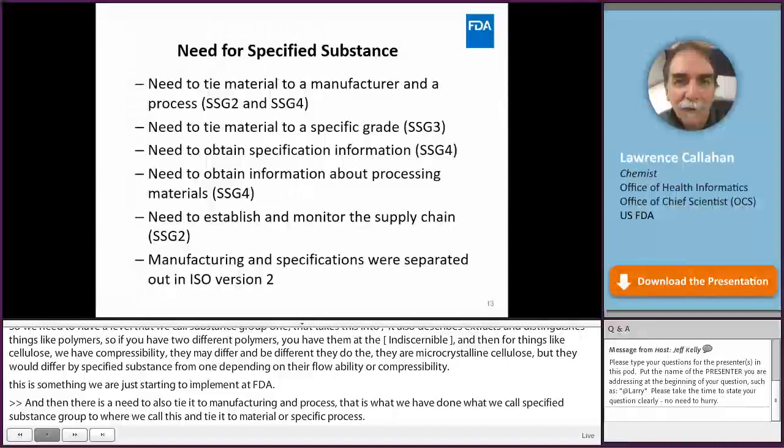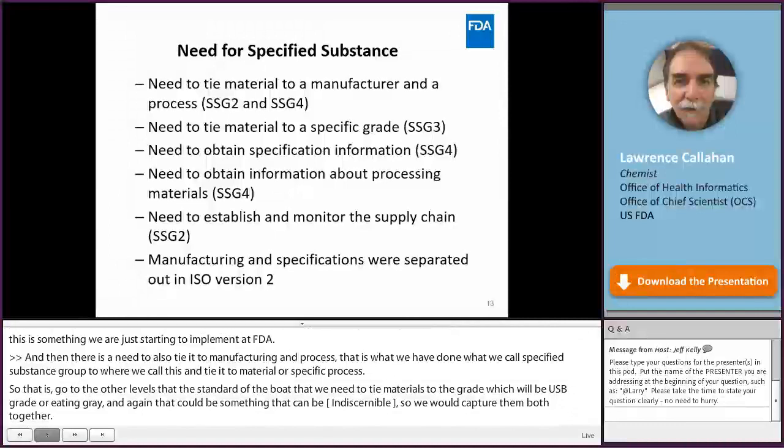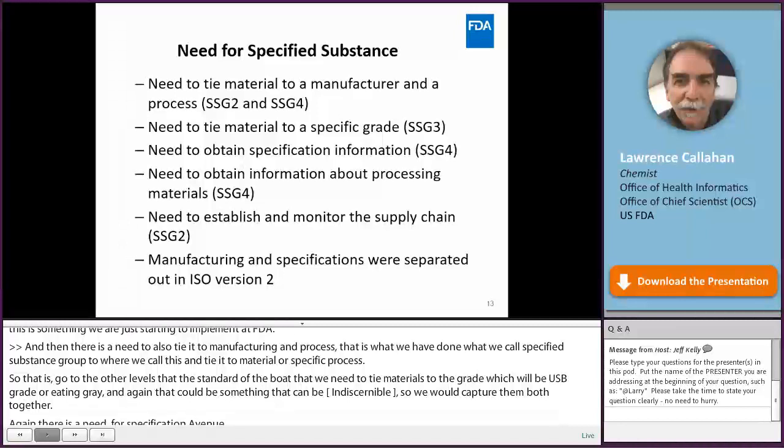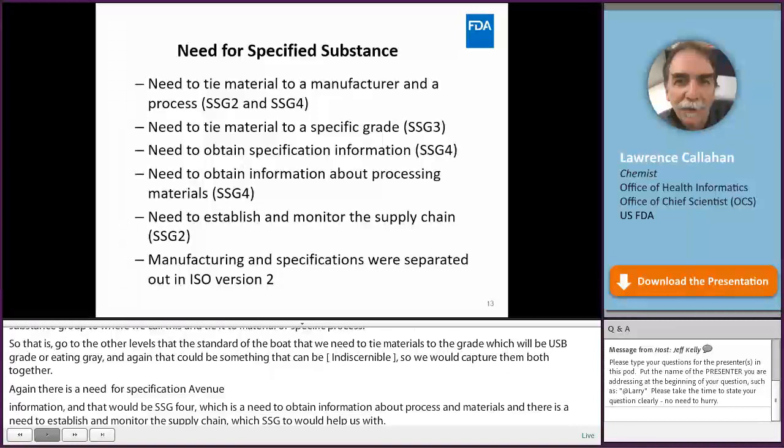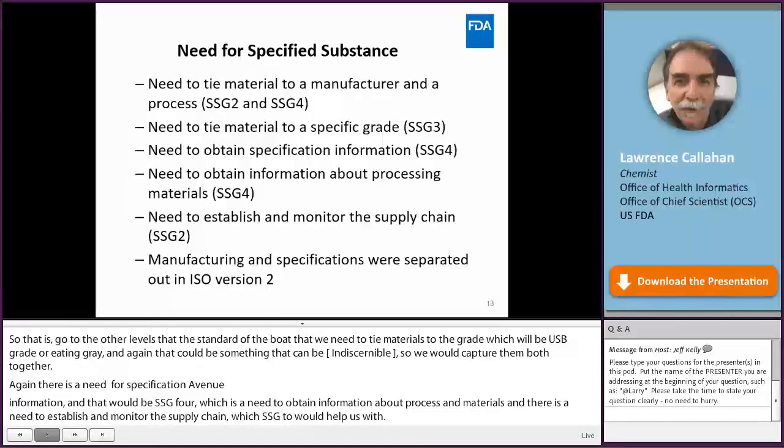And again, there's a need for specification information too, and that would be at SS group 4. And a need to obtain information on processing materials. Again, that's at SSG4. And there's a need to establish and monitor the supply chain, which SSG2 would help us with. Again, what we've done in version 2 of the ISO standard is we divided manufacturing specifications at the group 4 level, so they're separate entities and can be captured separately.